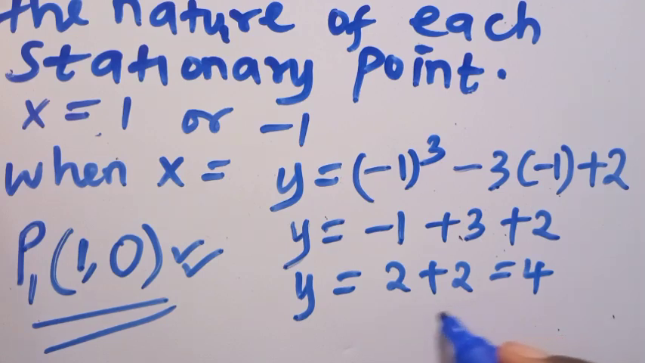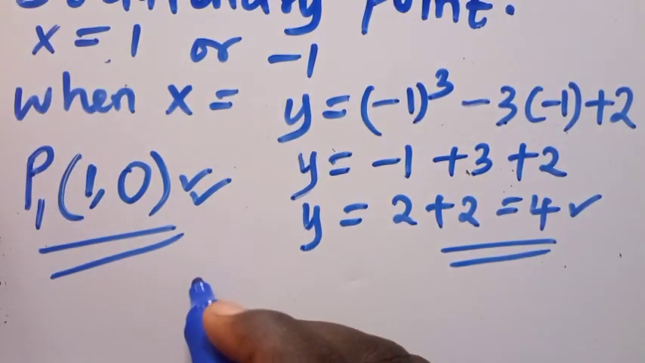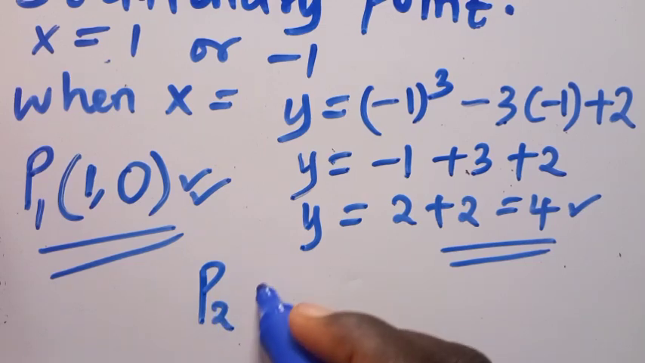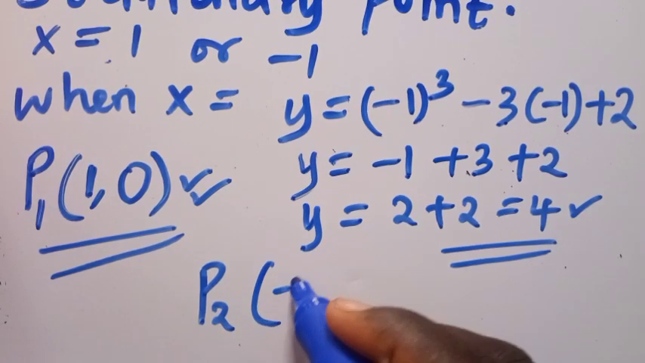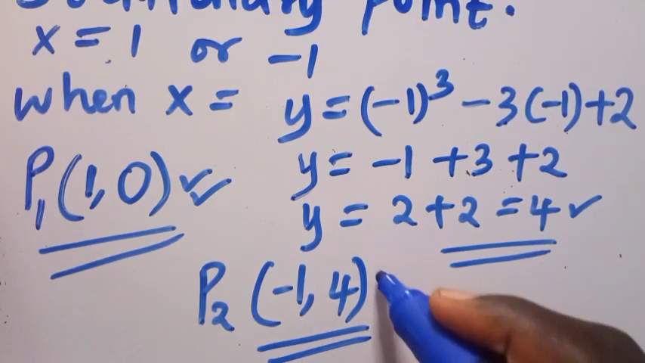And therefore, the value of y is 4. And therefore, the second stationary point is when x is negative 1, our y is 4. That is the second stationary point.